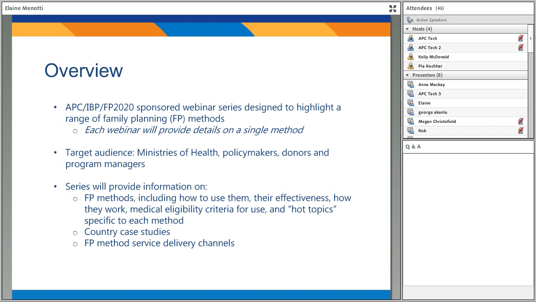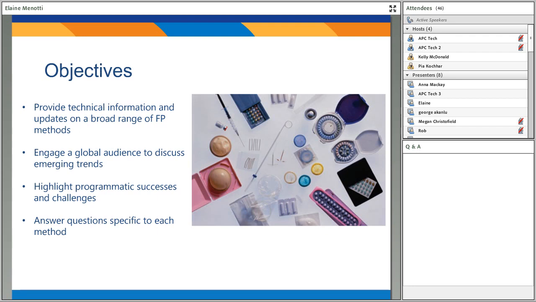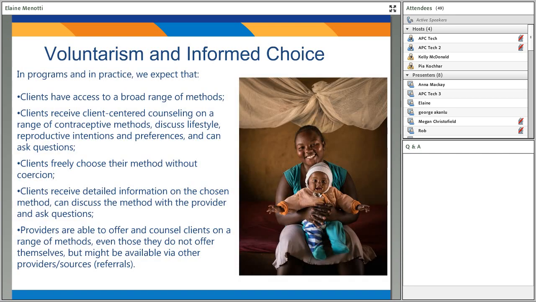This series will provide information on family planning methods themselves, country case studies from a range of partners and settings, and highlight family planning service delivery channels. We are aiming to provide technical information and updates on a broad range of family planning methods, engaging a global audience, highlighting programmatic successes and challenges, and help answer questions specific to each method.